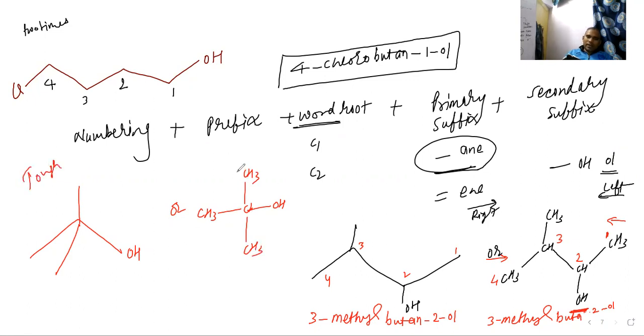The longest chain we have to select, that is 1, this is 2, and this is 3. So at the second position, the carbon with OH is there. How to write? This is the prefix, so that is going to be 2-methyl. Okay. Then how much is the word root? Prop, single bond ane.